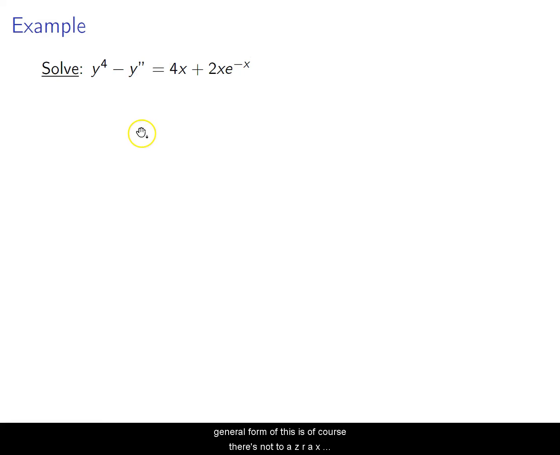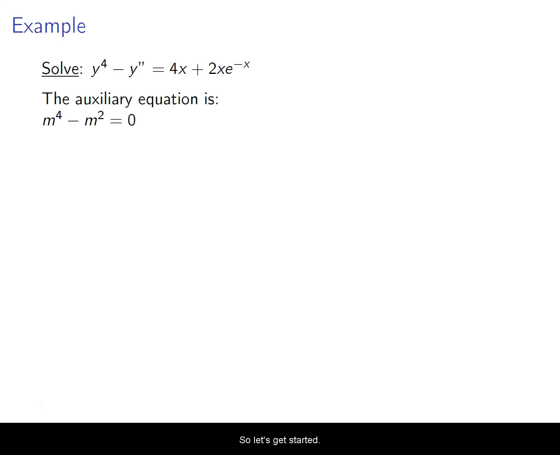Of course, there's not two a's here, let's say ax plus b for this one, and then cx plus d times this one, okay? And then, of course, I need to solve this as well, right? So this is, as an auxiliary equation, m to the fourth power minus m squared, right? So just think about this before you get started. Especially this, you kind of want to look at it and assess what you think your solutions are going to be, okay? So let's get started.